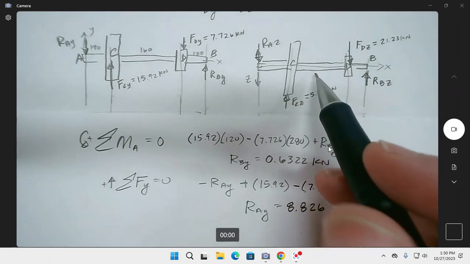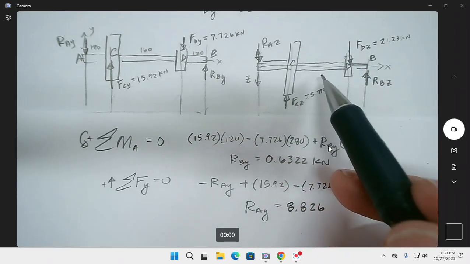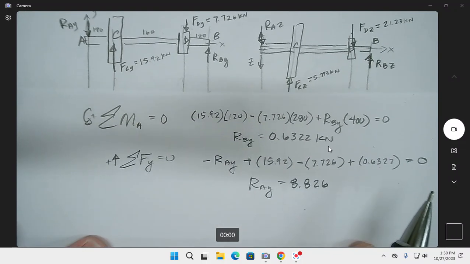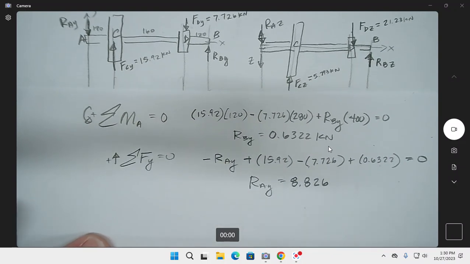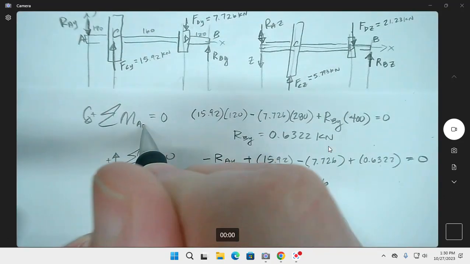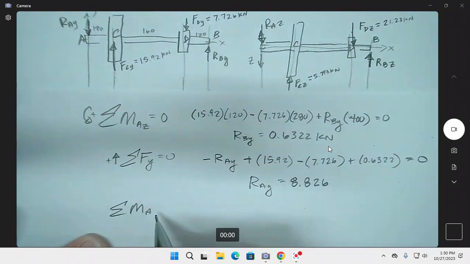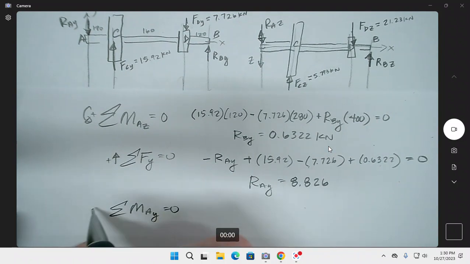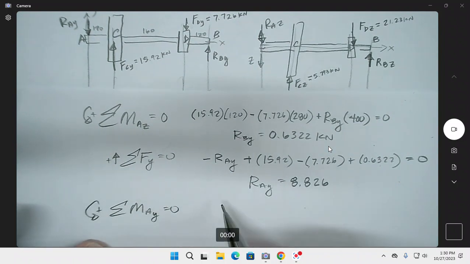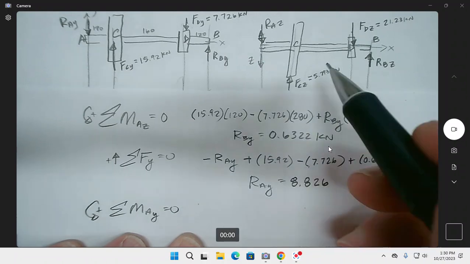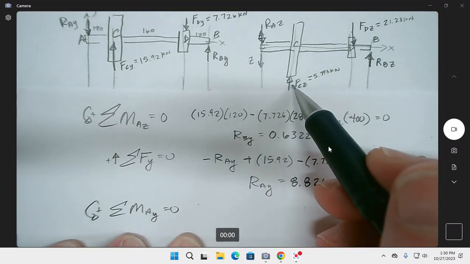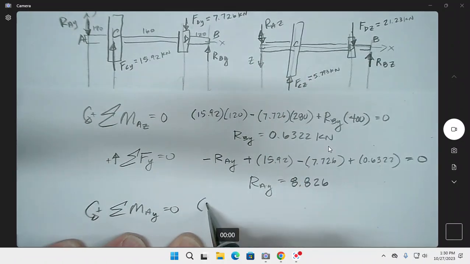Same thing over here for this guy. Repeating. Sum of the moments at A. I should have said this was A about Z. Now this is A about Y. Ooh, stomach just said it's going to come make commentary here. So this is going to be counterclockwise.